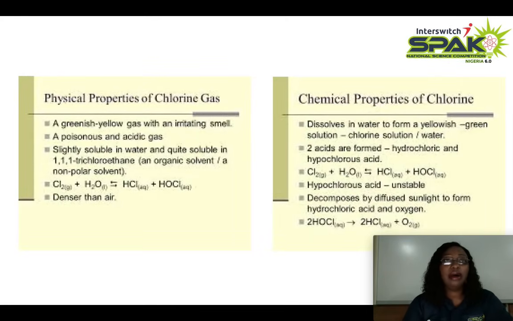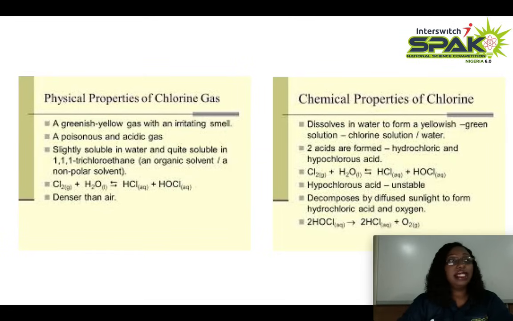Okay. Physical properties of chlorine: it is a greenish yellow gas with an irritating smell. It irritates you when you perceive it. It's also a poisonous gas and an acidic gas as well. It's slightly soluble in water, but quite soluble in non-polar solvents, that's organic solvents. It's denser than air.